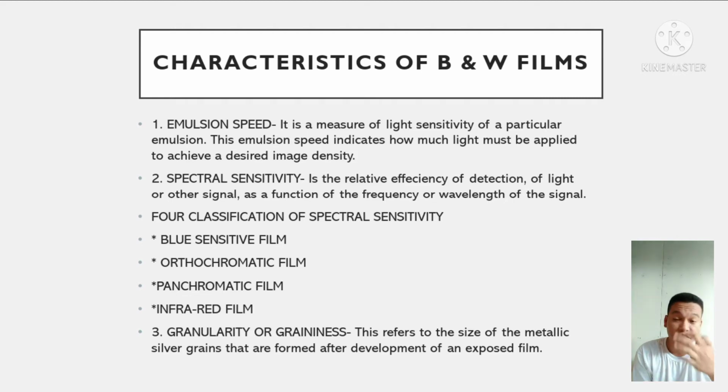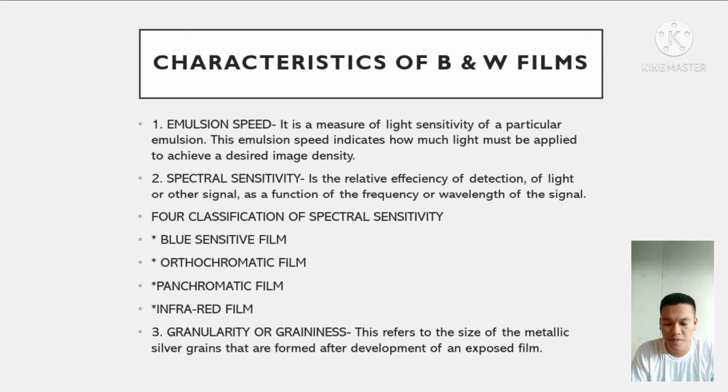So there are three types of characteristics of BW films. First is the emulsion speed. Second is the spectral sensitivity. Third is the granularity or graininess. First, I'm going to discuss the emulsion speed. So what is emulsion speed?